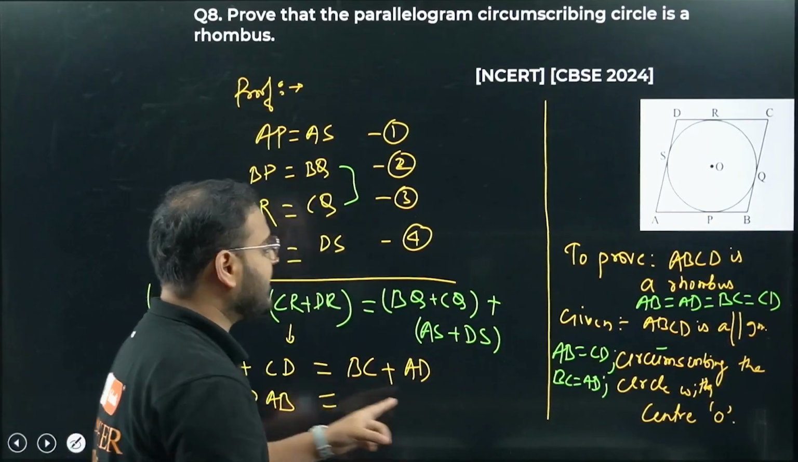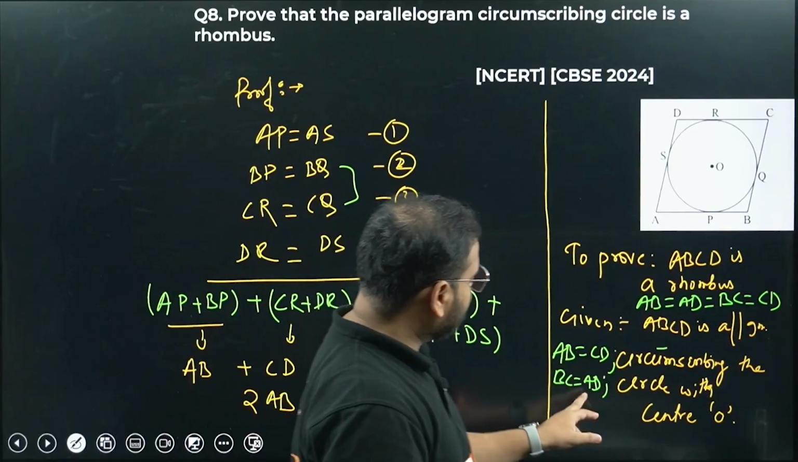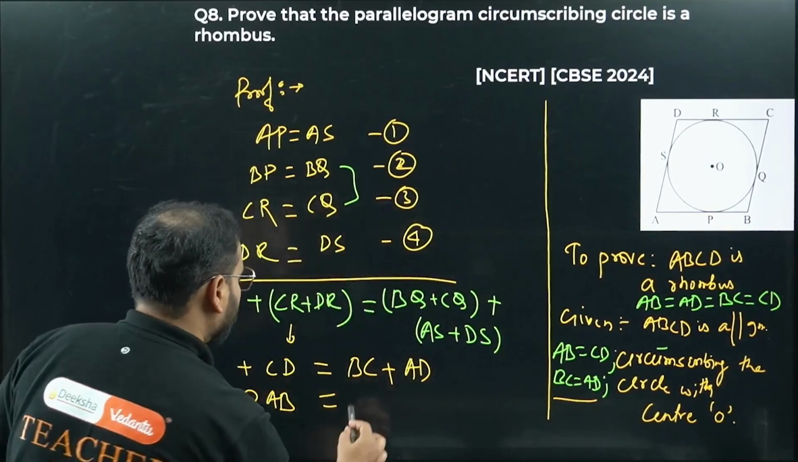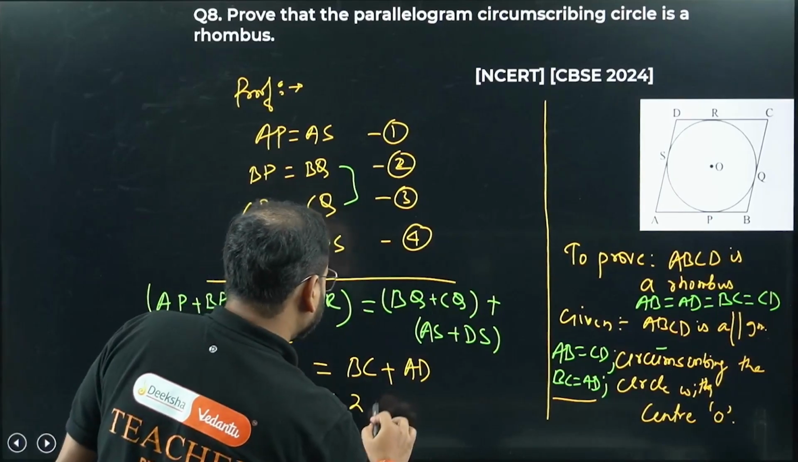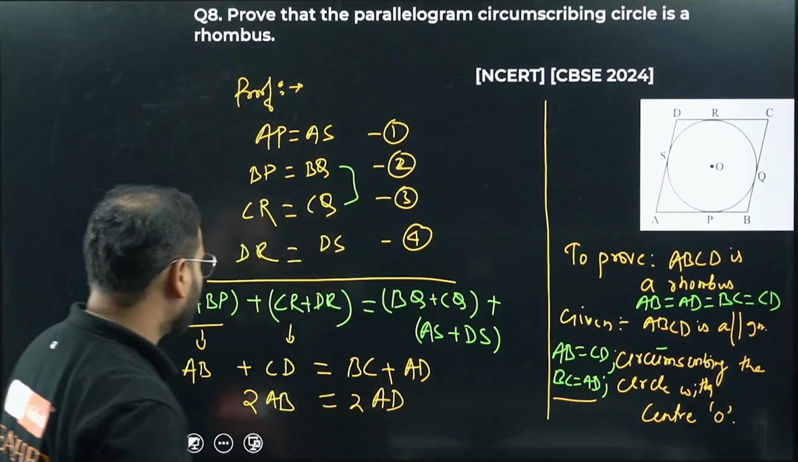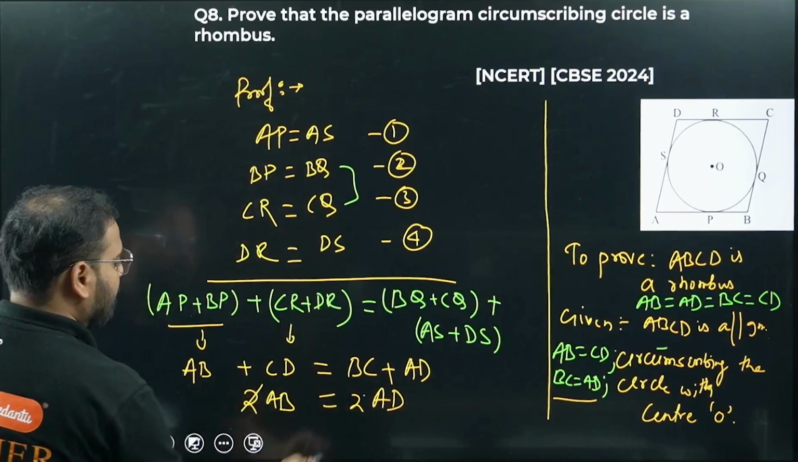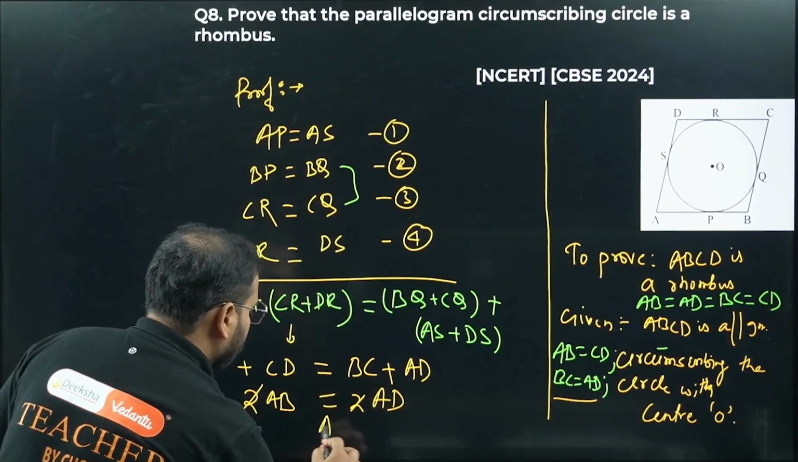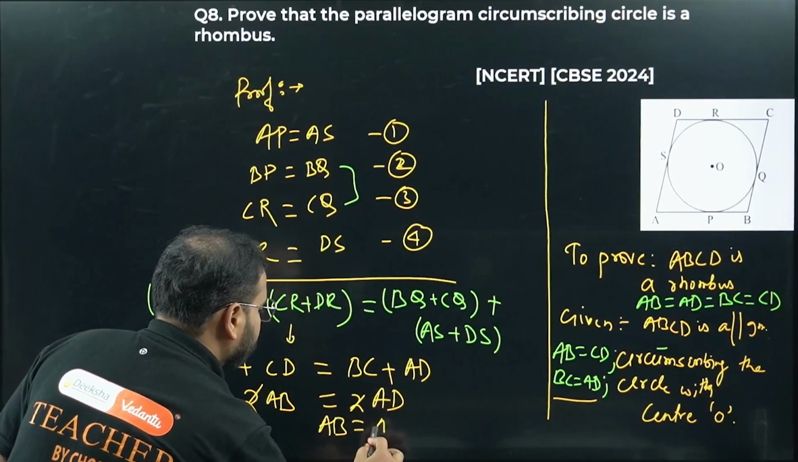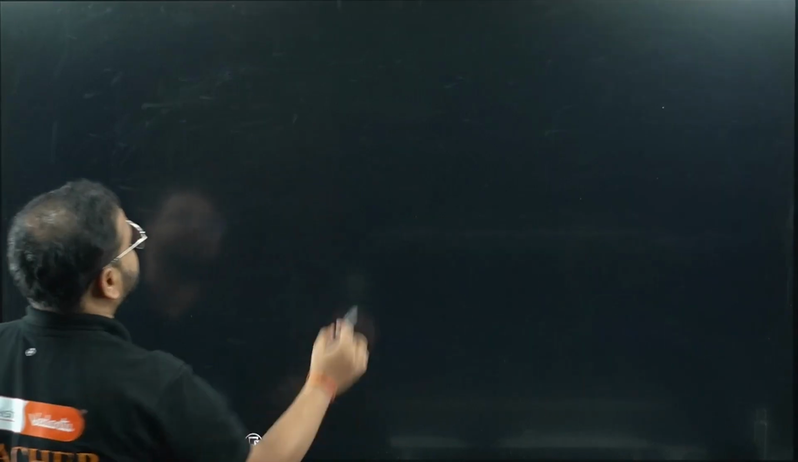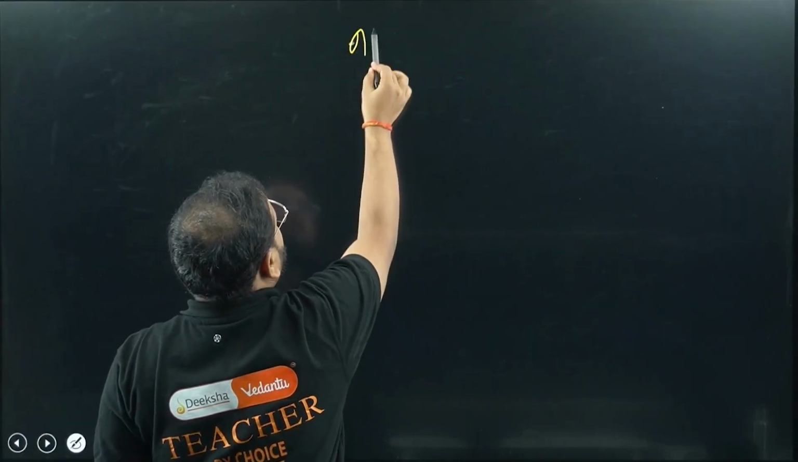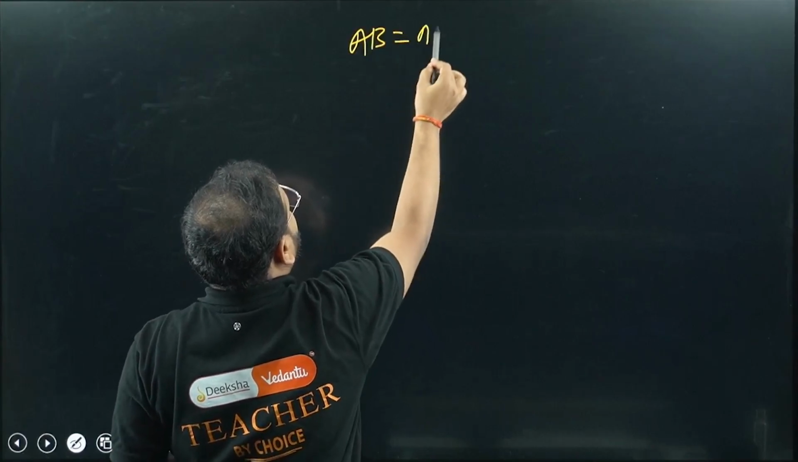Moving on. BC and AD. Check here. BC and AD are also equal, right? It means I can write here twice of AD. Cancel 2 and 2. What I'm getting from here is AB equals AD. Please check. So what I've got so far is AB equals AD.